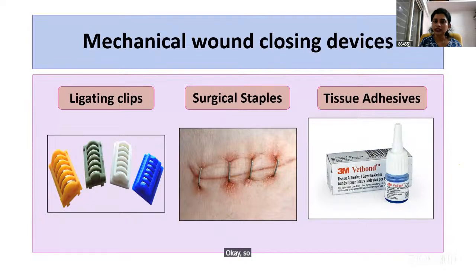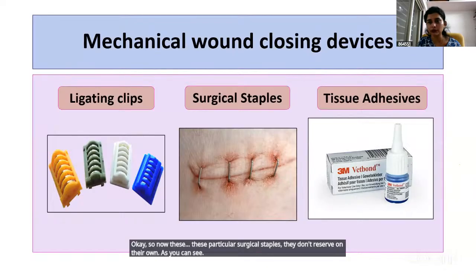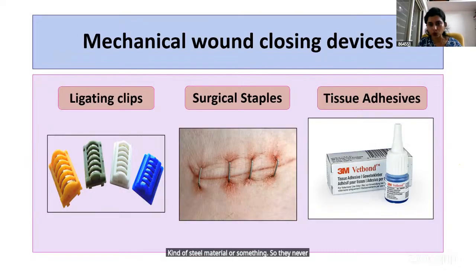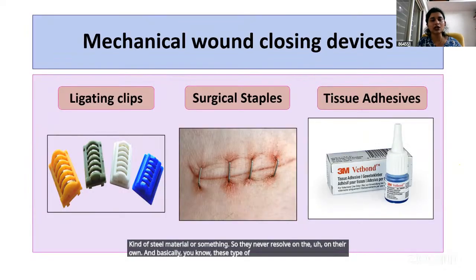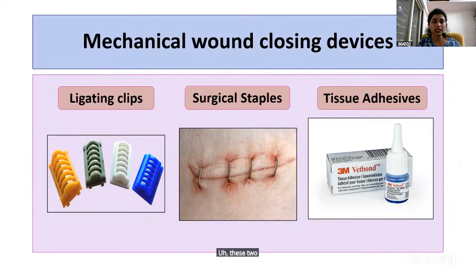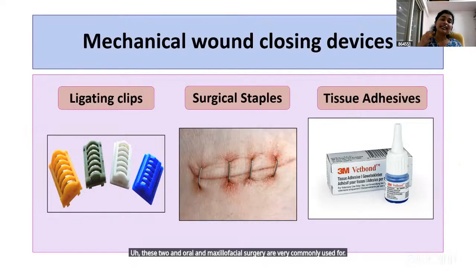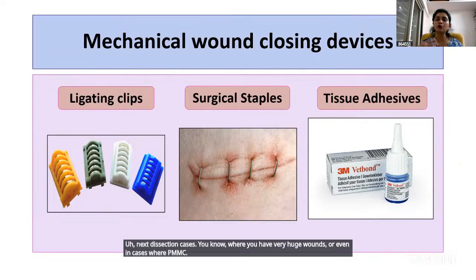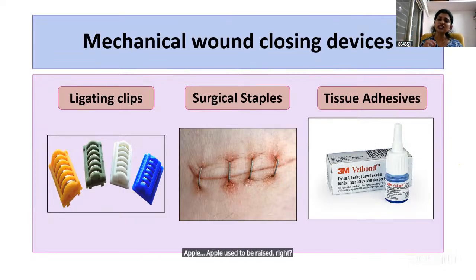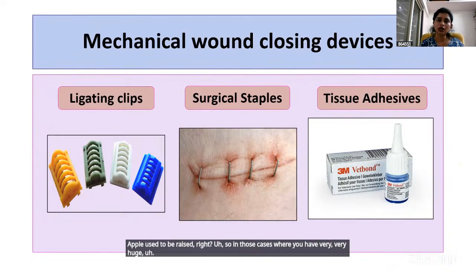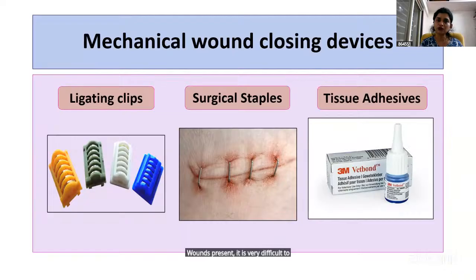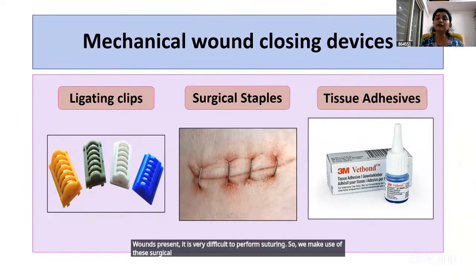Now, these surgical staples don't resorb on their own. As you can see, they are not made of resorbable material. They are made of steel or something similar, so they never resorb on their own. These skin staples are very commonly used in oral and maxillofacial surgery for neck dissection cases, where you have very huge wounds, or in cases where a PMMC flap is raised. In those cases, it is very difficult to perform suturing, so we make use of surgical staples, and there is a device available to remove them.